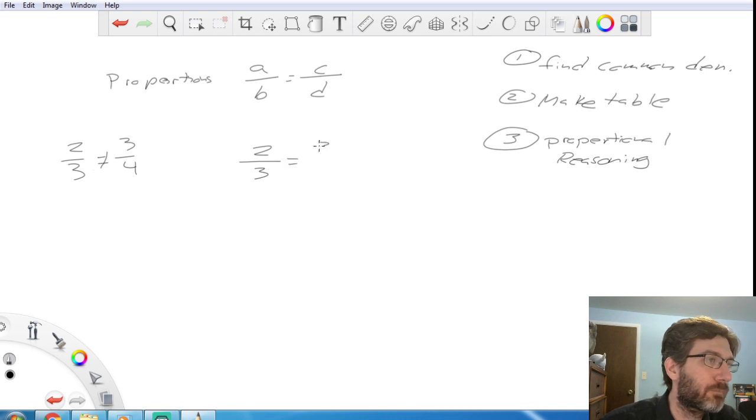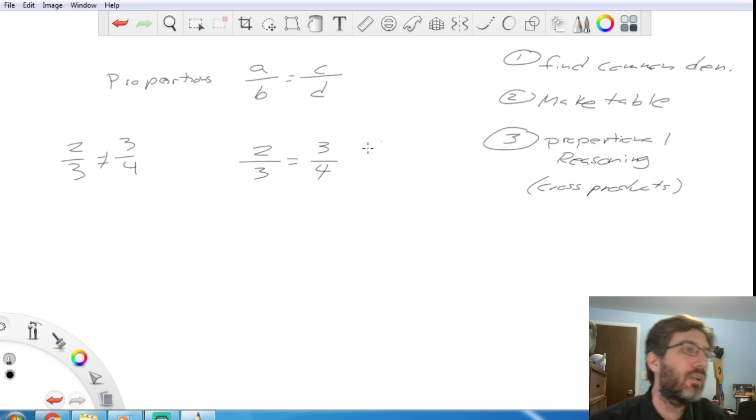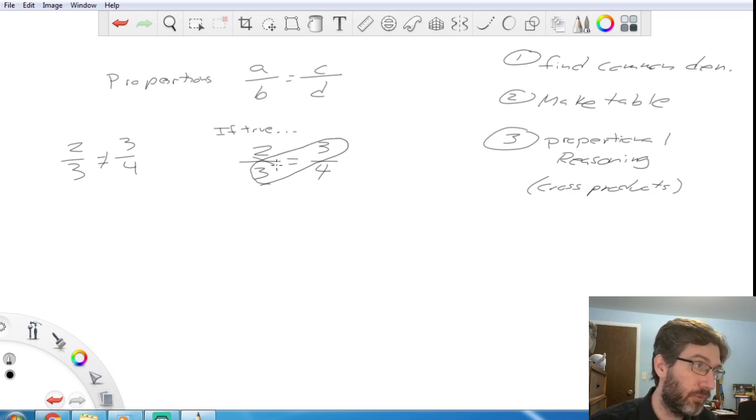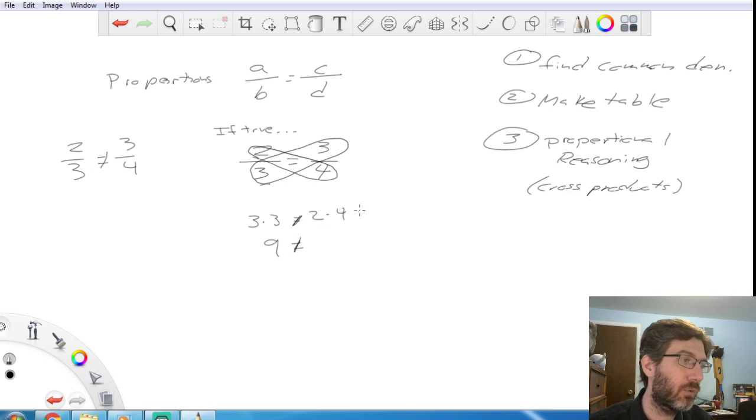If they are equal, then their cross products should be equal. So here you're going to be doing cross products. Right? So their cross products should be equal. If this is true, which it's not, our cross products will be equal. So 3 times 3 should be equal to 2 times 4. But it's not. We know that's not true. 3 times 3 is 9. 9 does not equal 2 times 4, which is 8.